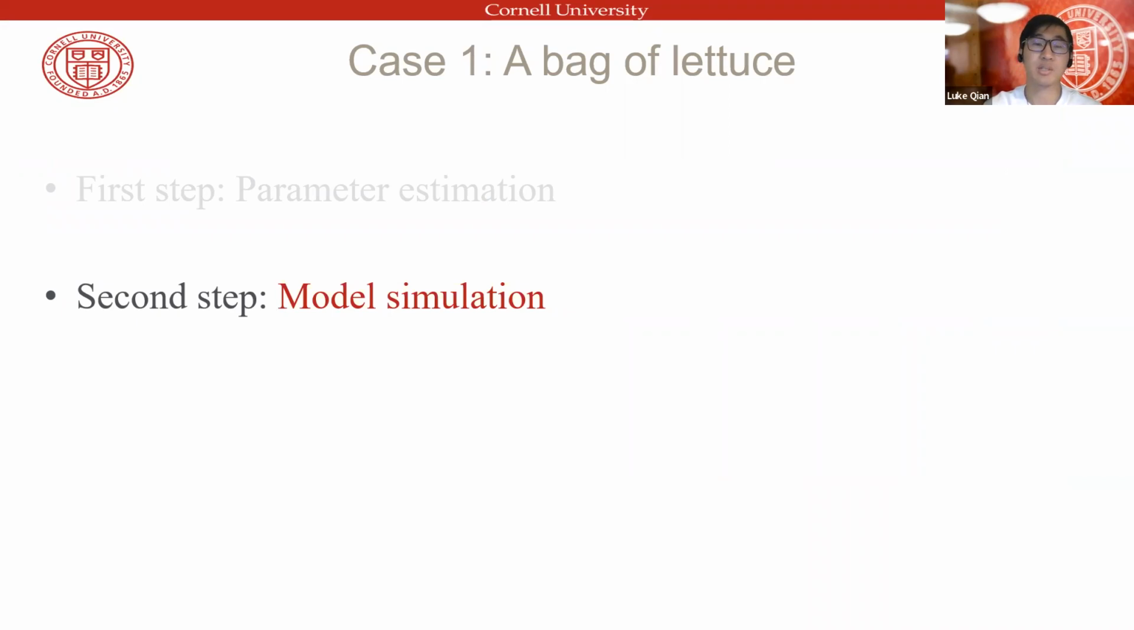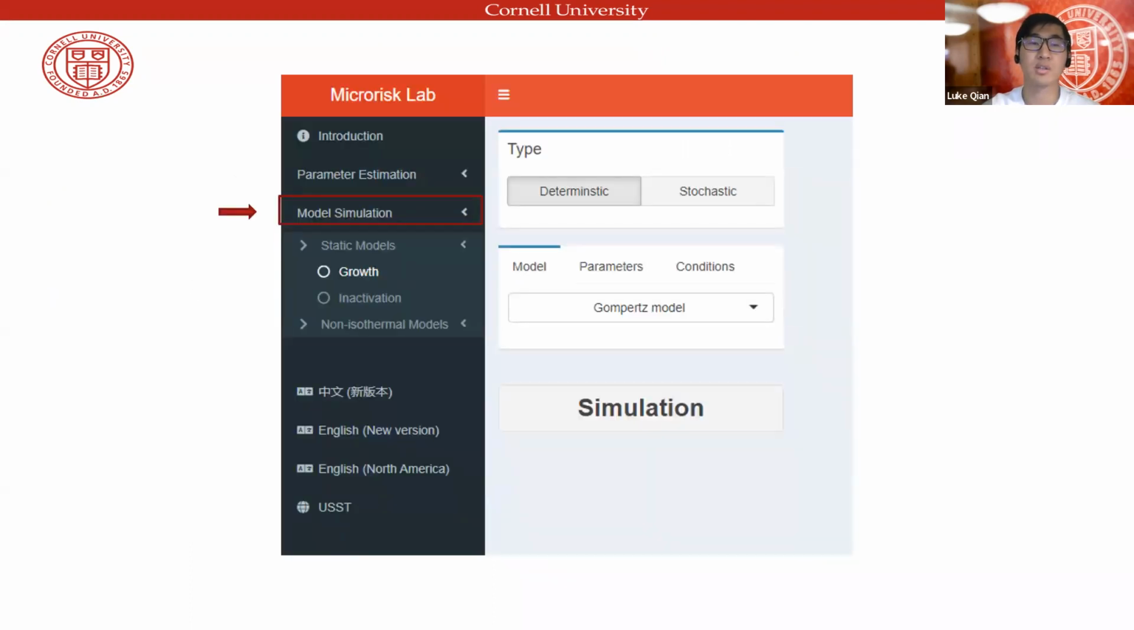So the next step is model simulation. This is where we use a model. For example, if we know a certain initial bacterial load and the maximum growth rate as well as lag phase, we can use this model to simulate the bacterial concentration at any given time. To use this model simulation, again, we go to this website and select model selection. In the static models tab, we select growth because we're dealing with a growth model.